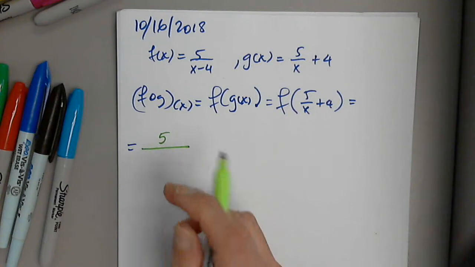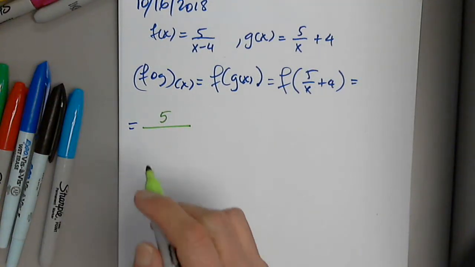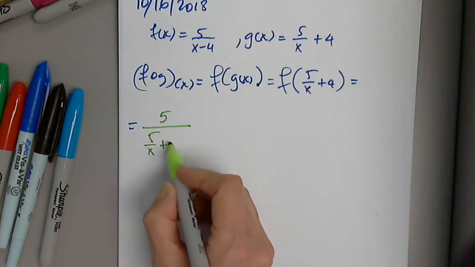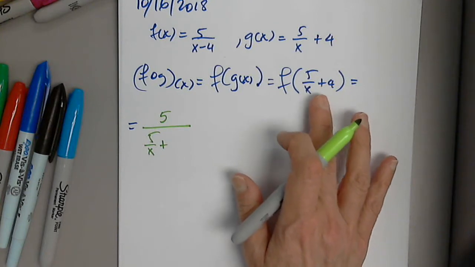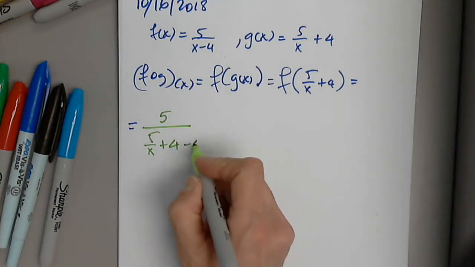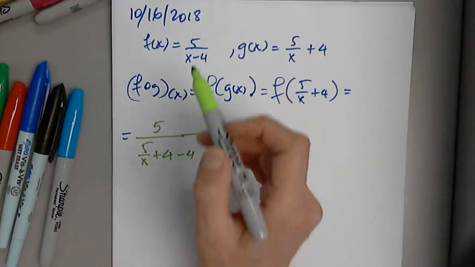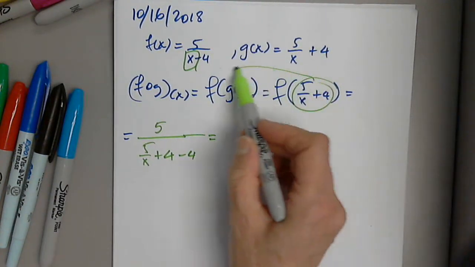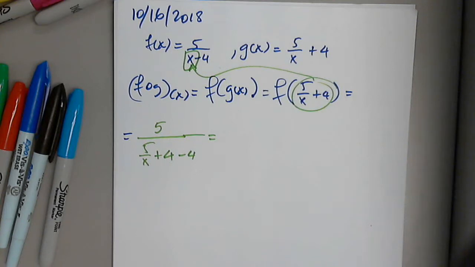5 over 5 over x plus 4, and the whole thing minus 4. Oh, it's on the bottom. But this is on the bottom, so that's where it goes, right? I can't change that. I have to follow the pattern. The pattern says 5 over whatever you want minus 4. Is that clear why it's in the denominator?